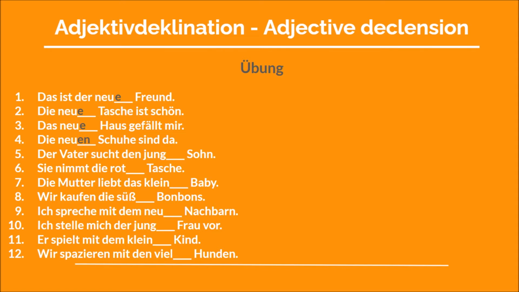Der Vater sucht den jungen Sohn. Sie nimmt die rote Tasche. Die Mutter liebt das kleine Baby. Wir kaufen die süßen Bonbons.